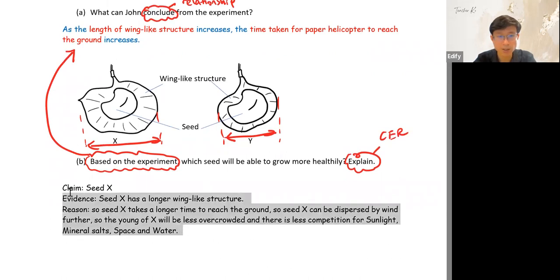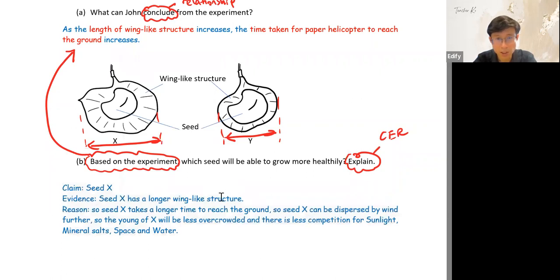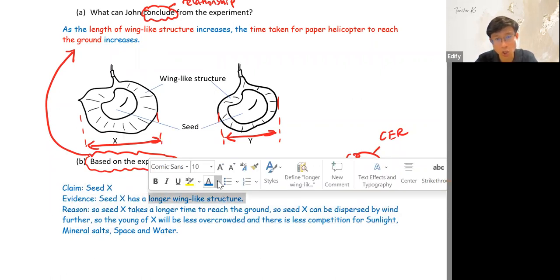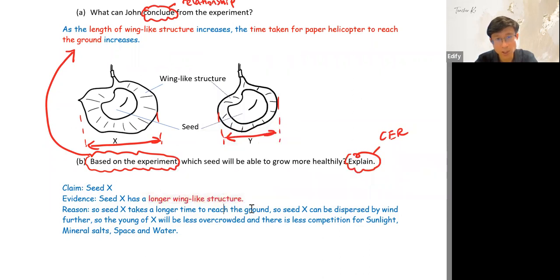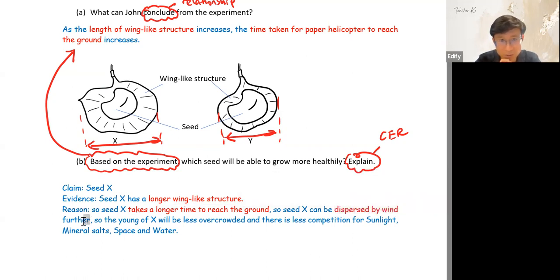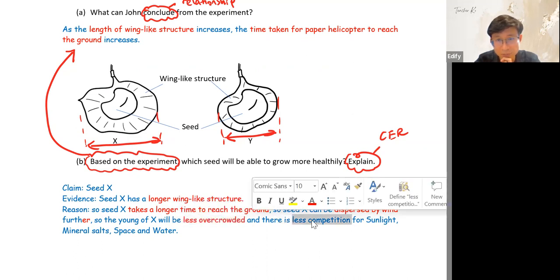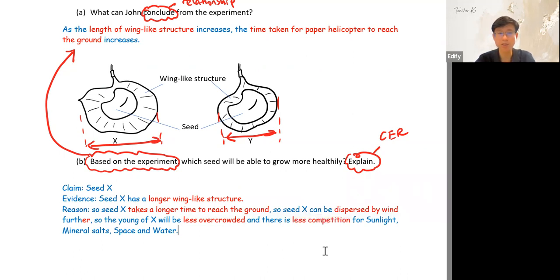All right. So that is my answer. Okay. Keywords will be, you must mention that a longer wing-like structure will take a longer time to reach the ground. This one is important because it's based on experiment. And use the word dispersed by wind. Dispersed by wind further, the word further must be there. The -er must be there. It must be comparative, right? So less overcrowding and therefore less competition. Okay, the ones in red are keywords.